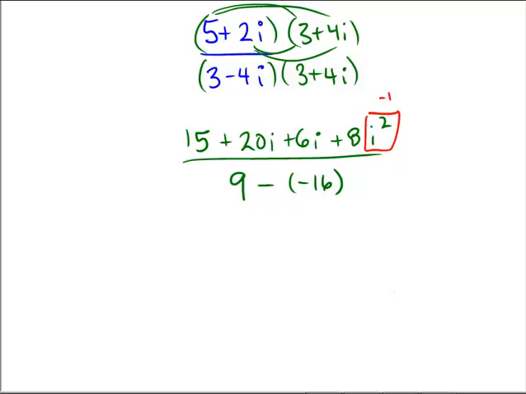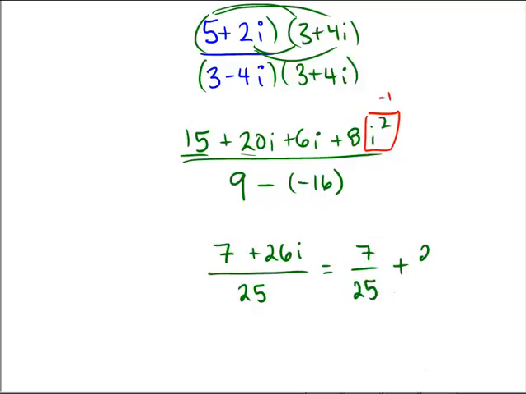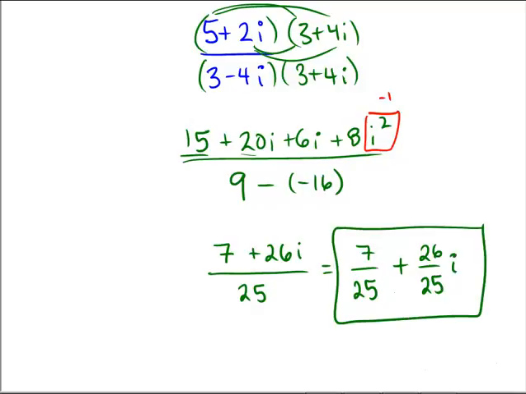So in the numerator, it looks like we have 15, and we're going to be subtracting 8 from it, so that's a 7. And then we have a 20 and a 6, so we have a total of 26i, and that's going to be over 9 plus 16, which is 25. So if you ever have a command that says write this in standard form, the standard form of this particular number would be 7/25 plus 26/25 i, and that just follows from the distributive property for the division through the addition.